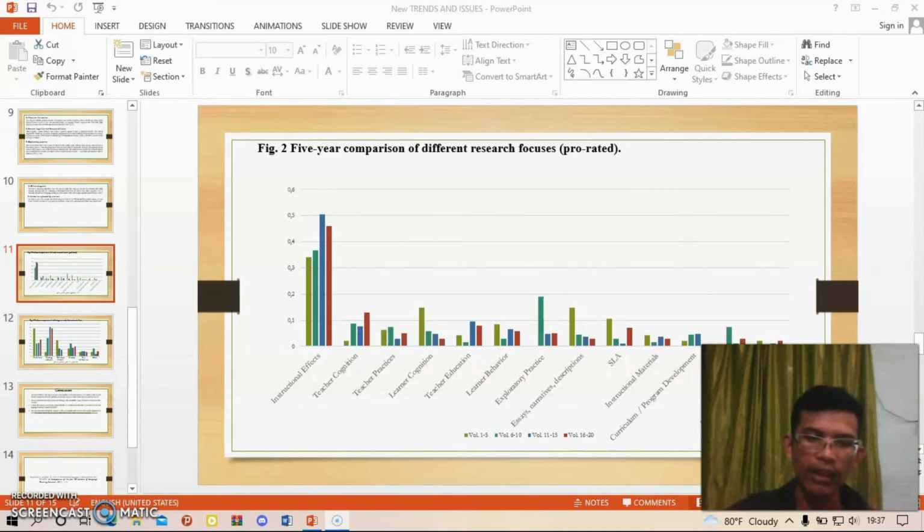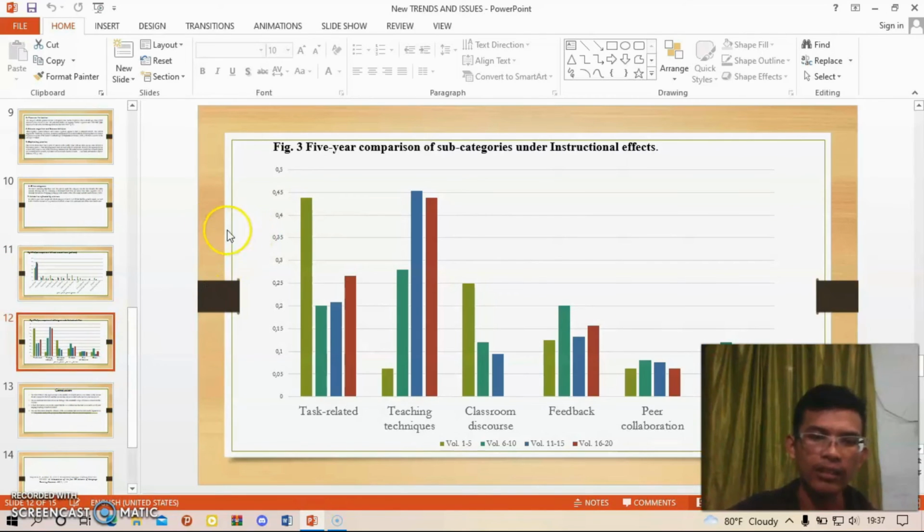Okay, then table number 3. In this table, we can see some subcategories of instructional effects, the major part of trends and issues in teaching foreign language. There are articles about task-related teaching techniques, classroom discourse, feedback, peer collaboration, and others.